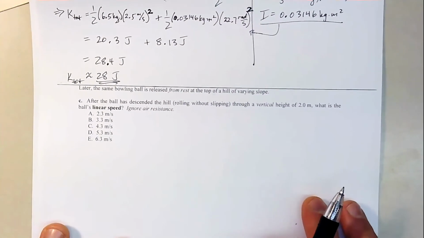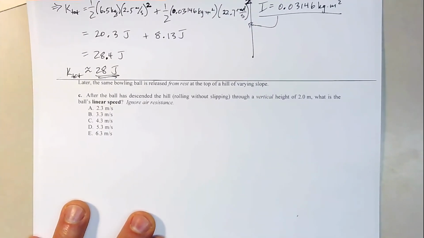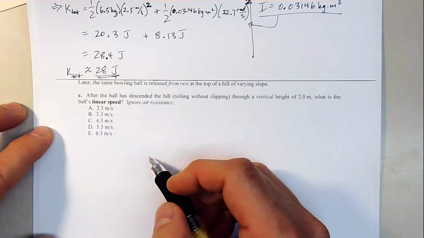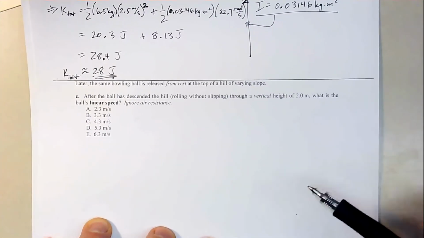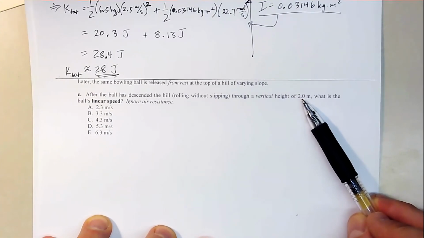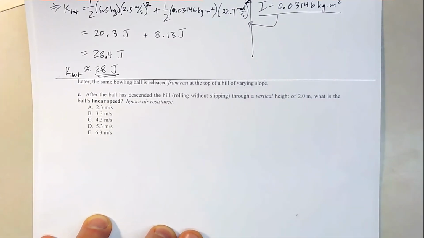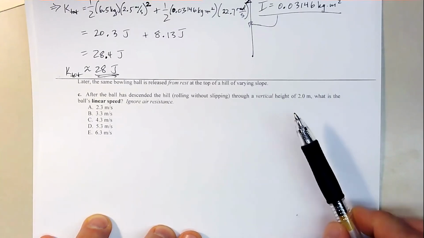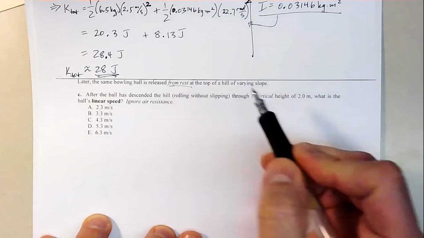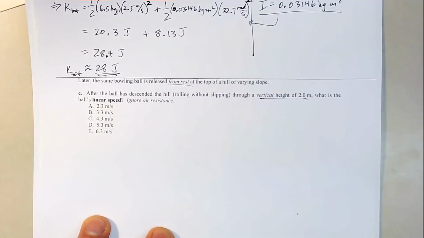Suppose that this bowling ball is released from rest at the top of a hill of some sort of varying slope. And then it descends to the bottom of this hill, which has a total height of 2 meters. So it descends through a vertical height of 2 meters. Actually, maybe it's not at the bottom of the hill, but whatever. It has descended through a vertical height of 2 meters, having started from rest. And the question is, what is its linear speed at that moment?